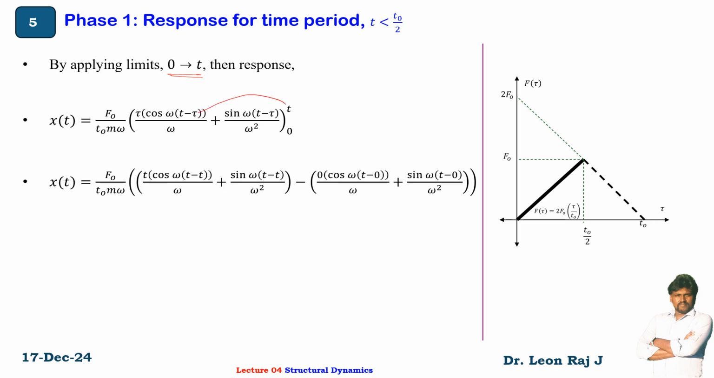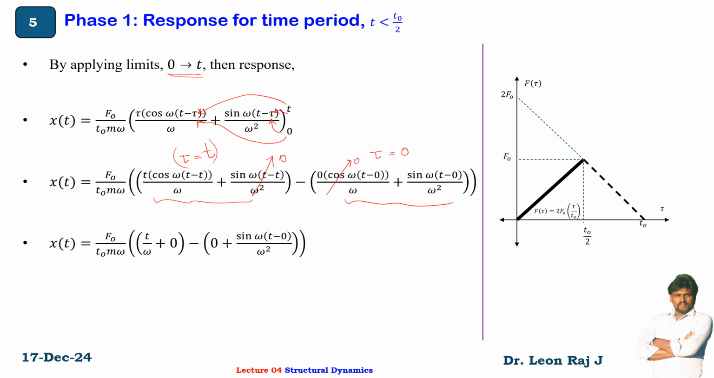Just substitute the t terms here and here. You will get t into cos omega (t minus t) divided by omega plus sin omega (t minus t) divided by omega square. Then you substitute 0 here and 0 here, you will get the second term. So the first limit is tau equal to t and the second limit is tau equal to 0. Subsequently this t gets cancelled, this gets cancelled and this becomes 0. So you will get t, and this whole cos term is 1, and sin omega t remains the same.